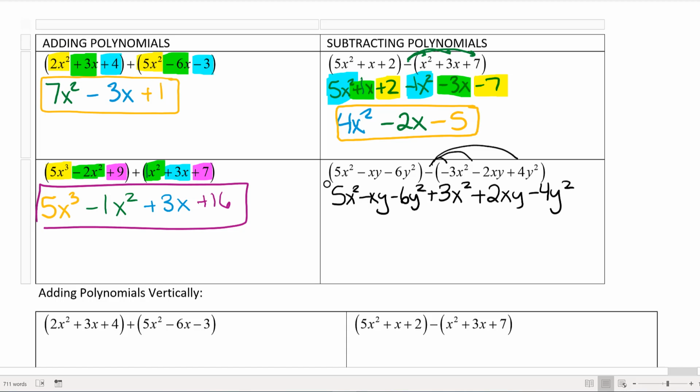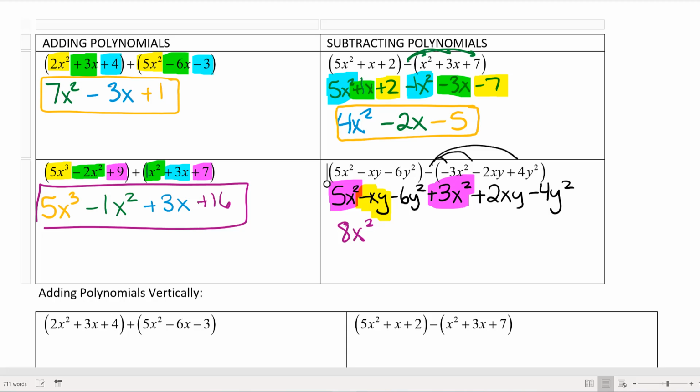Now we can look for like terms. We have 5x squared and positive 3x squared. So when I add those together, that's going to get me an 8x squared. All right, now I'm going to look for xy terms. We have negative xy and positive 2xy. Don't forget that in front of that negative xy, there's like a 1 here. So that's negative 1xy. So negative 1xy plus 2xy, that's going to add to a positive 1xy.